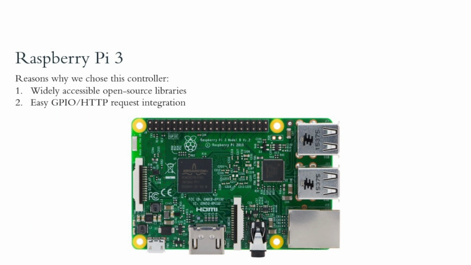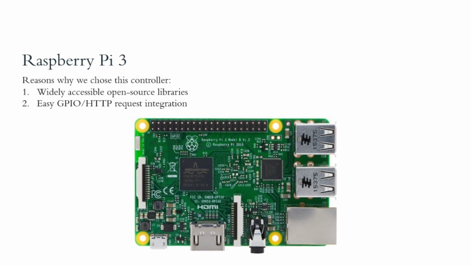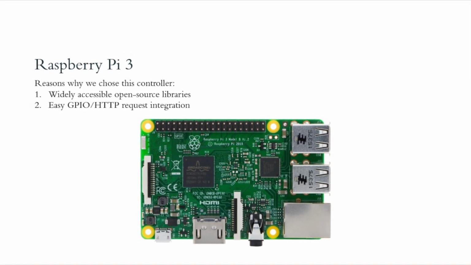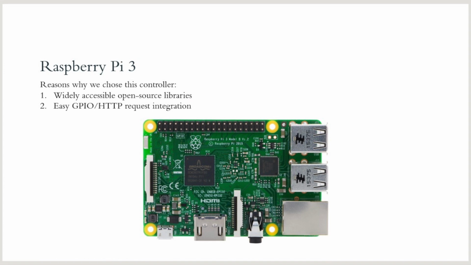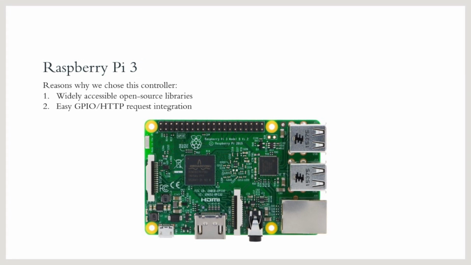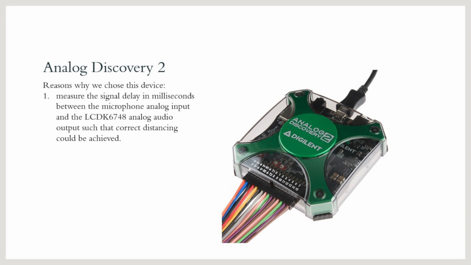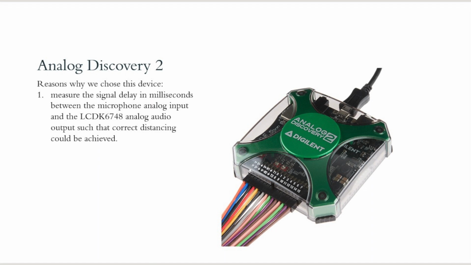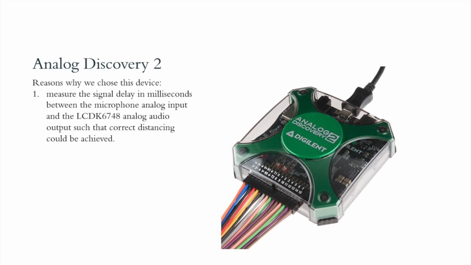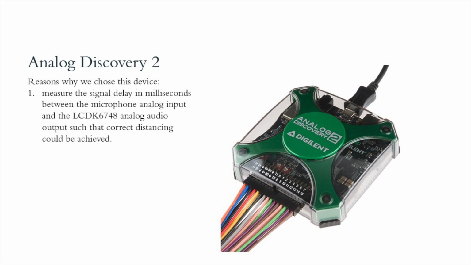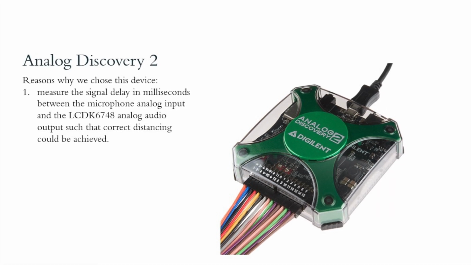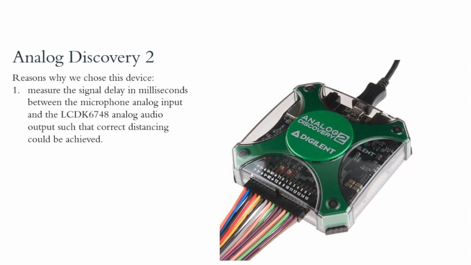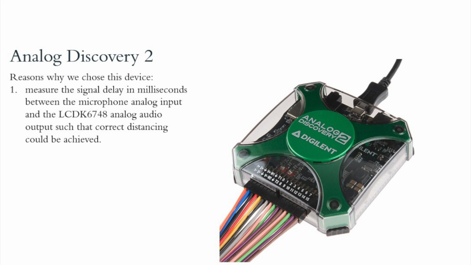We use the Raspberry Pi 3 because it's a widely accessible open source library, and we used it for the GPIO HTTP request integration for the application that Maya and Mustafa wrote. And then we used the Analog Discovery 2 as an oscilloscope to measure the signal delay between the audio input and output of the microcontroller, such that we could space things out correctly to have the correct timing for things.